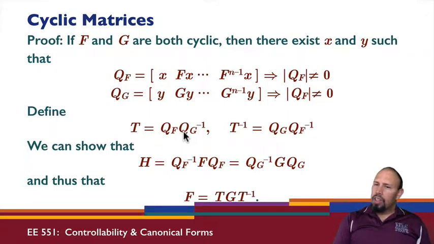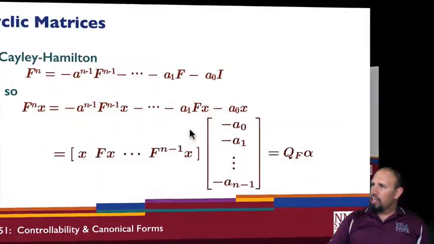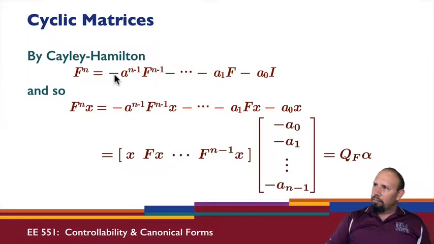Now, an important thing with cyclic matrices is if we look at their, using the Cayley-Hamilton theorem. Remember, the Cayley-Hamilton theorem says that a matrix satisfies its own characteristic polynomial. So we can solve for the highest power of a matrix in terms of the coefficients of the characteristic polynomial and the lower powers of the matrix. So I have this relationship.